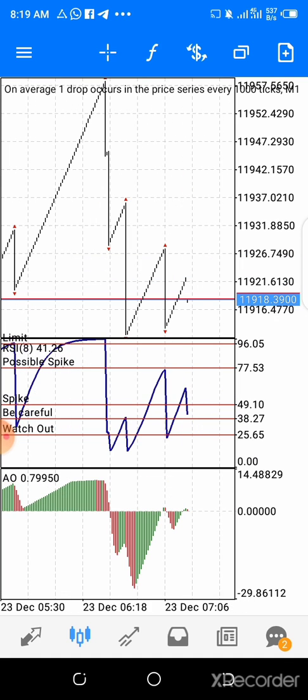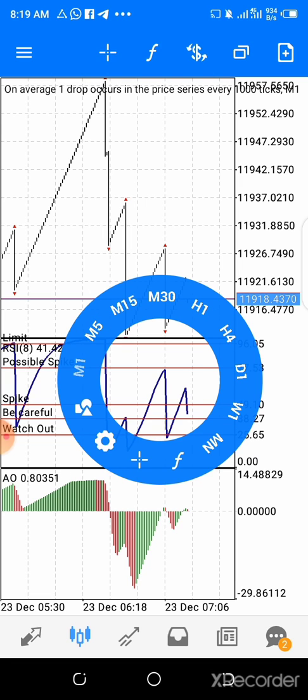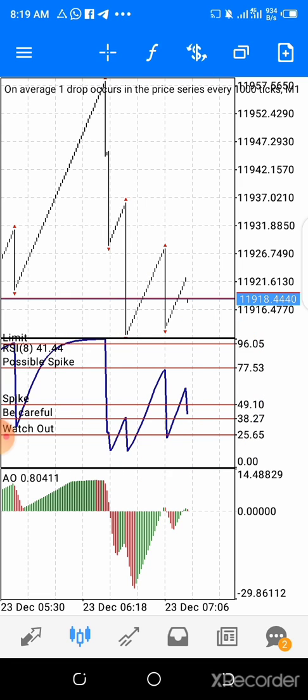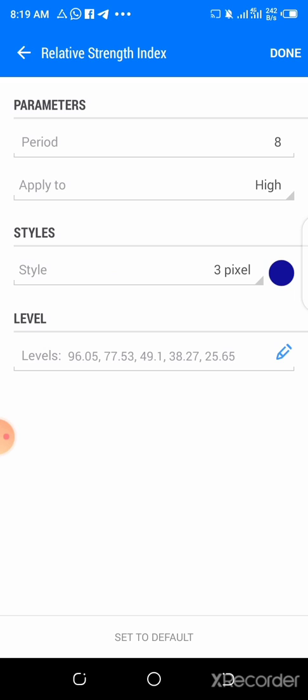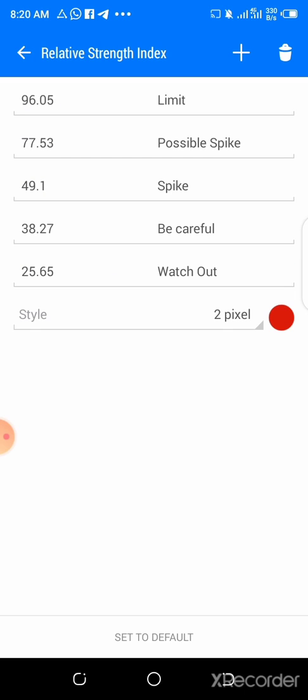So as I said, let's go to the indicators straight and see. For the Relative Strength Index, you're just going to put it in your indicator window one. The period you are going to set is 8, applied to high, then the style, you leave it as it is. Then the labels. These labels are very important because they are the ones that will guide you on how to catch the spike.